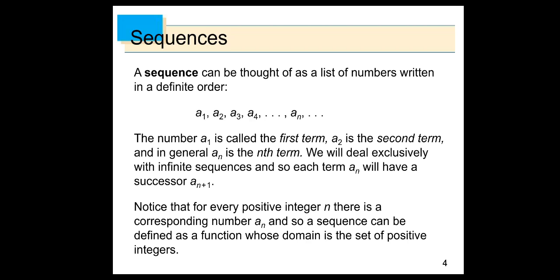So we have a1, a2, a3 up to an, and still it is going on and on. So we can say that a1 is the first term, a2 is the second term, a3 is the third term, a4 is the fourth term, and then an is the nth term in this infinite sequence.